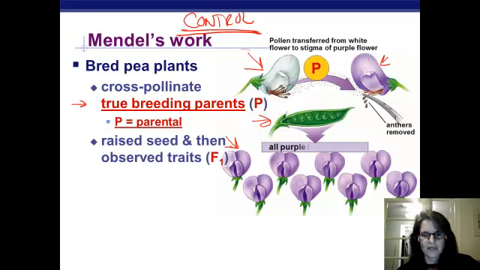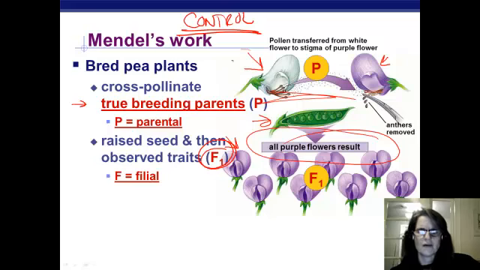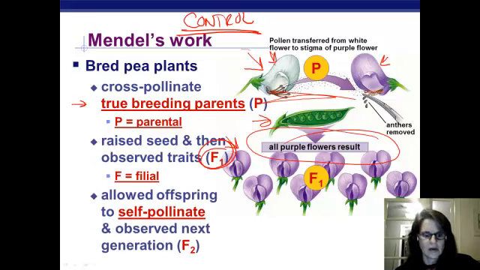And what offspring he got were his children of the parents, what he called his F1 or first filial generation. F1 is the children of the parents. And what he noticed when he did this particular cross was that he would get all purple flowers. The white trait was just gone. It was gone. Where did it go?